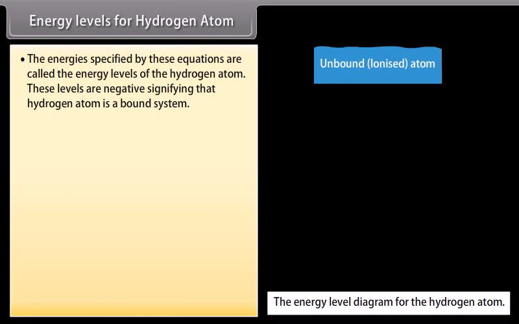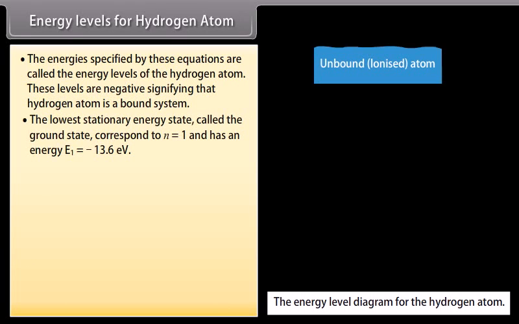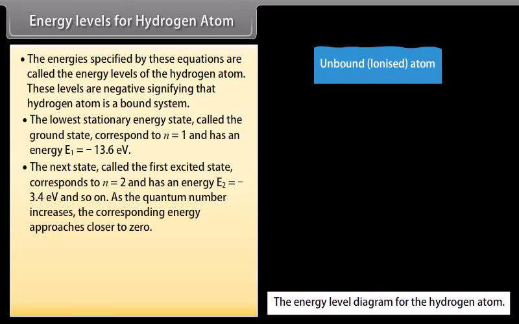The energies specified by these equations are called the energy levels of the hydrogen atom. These levels are negative, signifying that the hydrogen atom is a bound system. The lowest stationary energy state, called the ground state, corresponds to n equals 1 and has an energy E1 equals minus 13.6 electron volt. The next state, called the first excited state, corresponds to n equals 2 and has an energy E2 equals minus 3.4 electron volt and so on. As the quantum number increases, the corresponding energy approaches closer to zero.